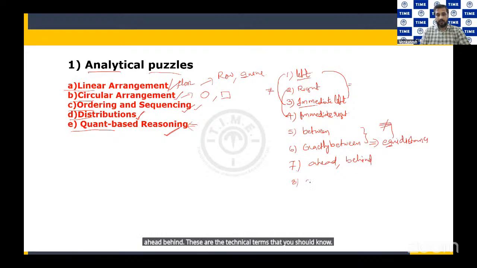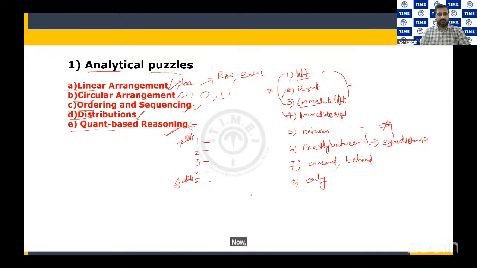Next one, only. This is also one of the important terms, only. Suppose, take an example. There are five people, one, two, three, four, five people. They are comparing their heights. Let's say one, two, three, four, five are the positions, one being the tallest and five being the shortest.